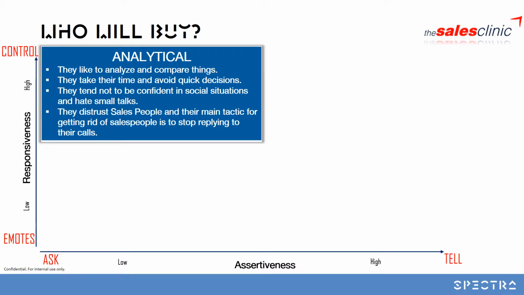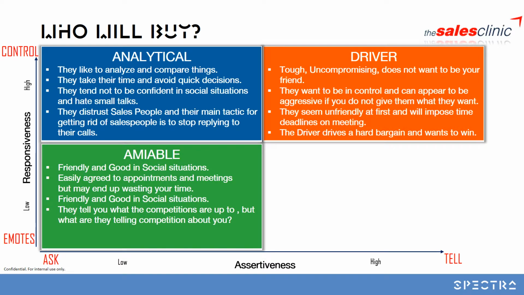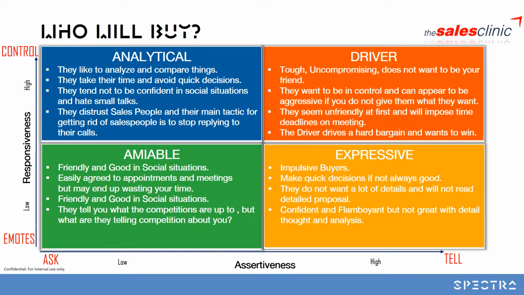Analytical blue, driver red, amiable green, and expressive yellow. Let's take a look at the characteristics of each buyer type.